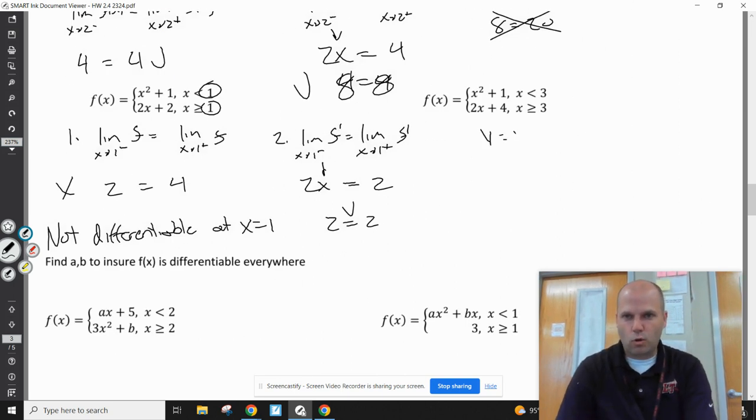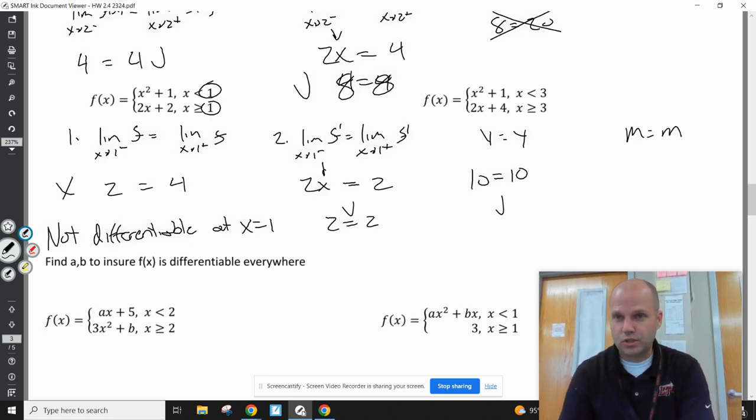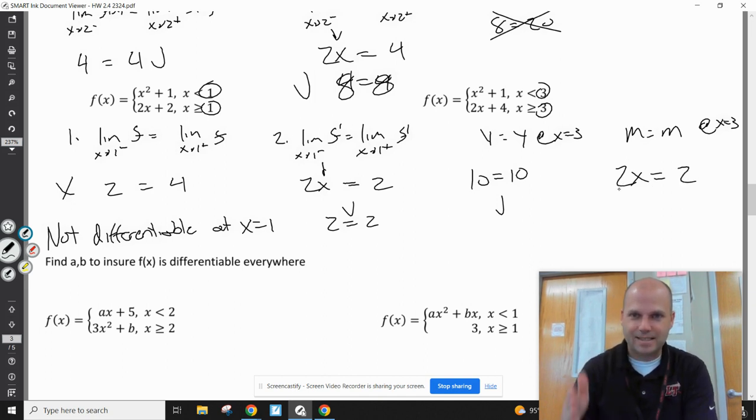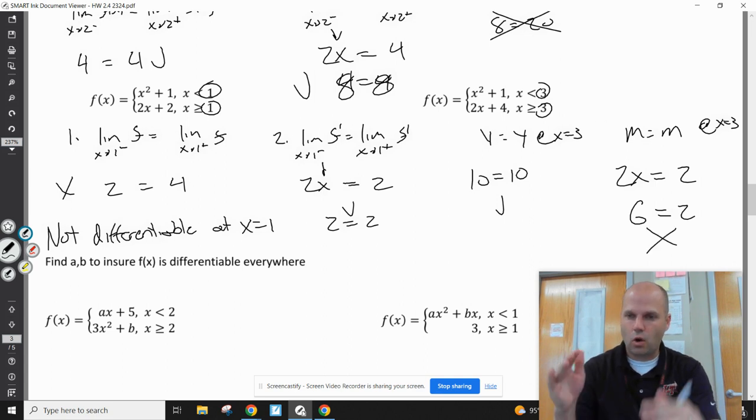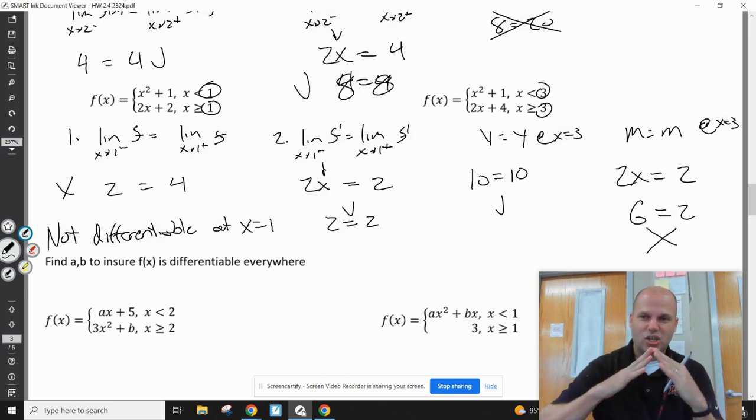Check this one. Do my y's meet up? 9, 10, 6, 10. Okay, so I get 10 equals 10. So yes, the 2 pieces meet up. Do our slopes at x equals 3 meet up? These are our y's at x equals 3, our important value. I get 2x equals 2. Unfortunately, at 3, this is 6 equals 2. They do not. So we do connect, but we connect sharply.